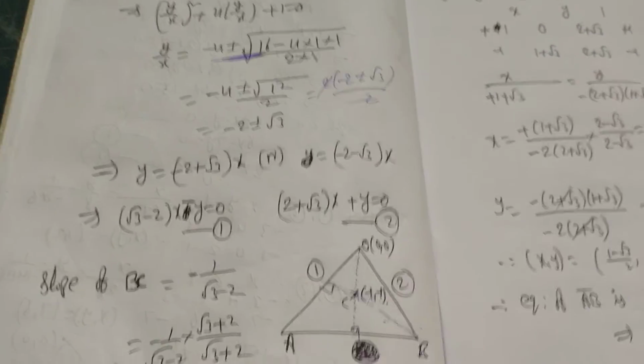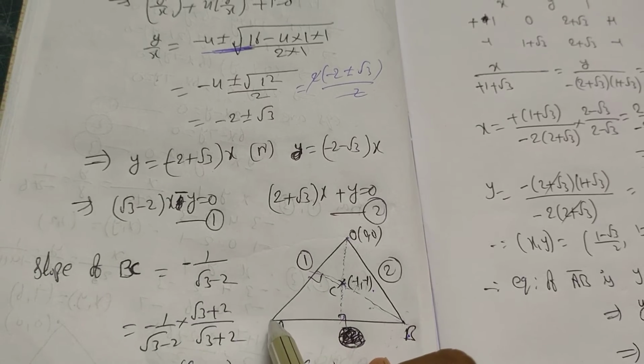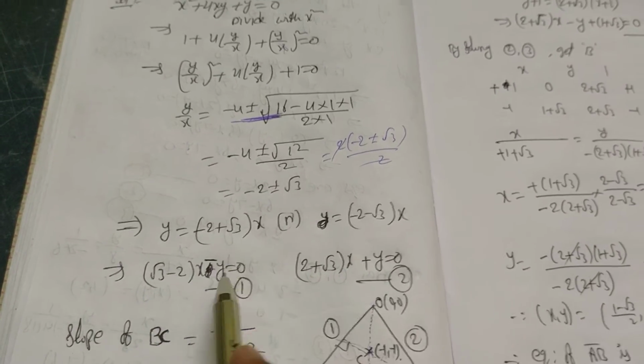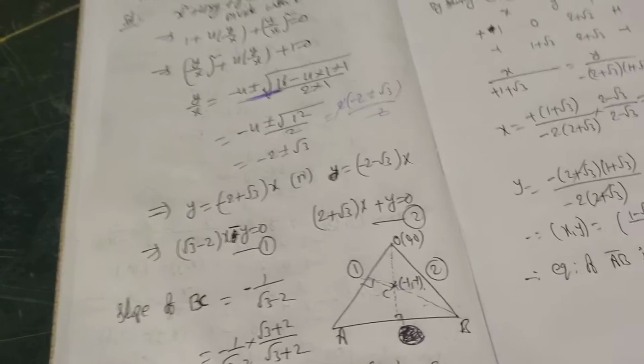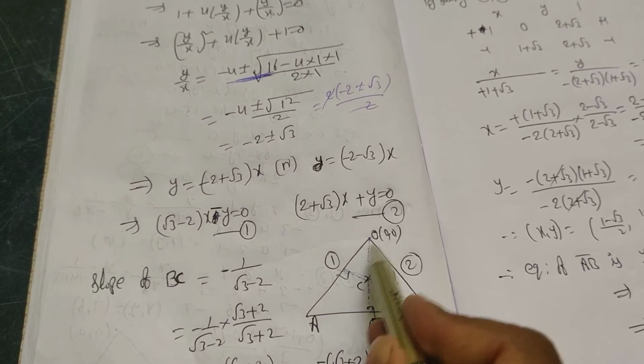Now the slope of BC: because BC is also perpendicular to this line, what is the slope of OA? Here we found y is equal to mx, so the slope of OA is equal to minus 2 plus root 3. So the slope of BC is nothing but, if we expand this one, this is BC, which is perpendicular to OA.